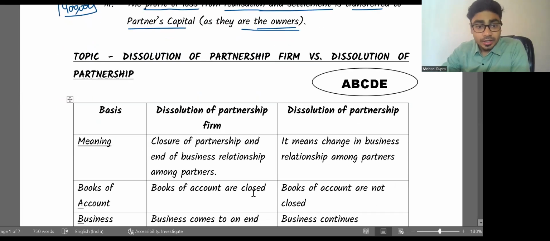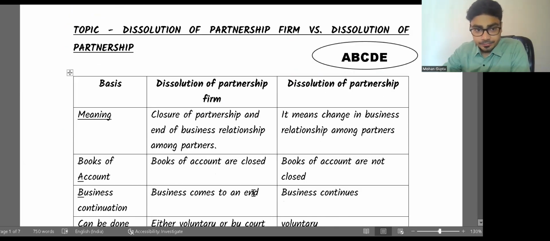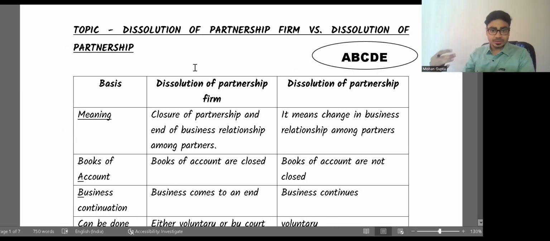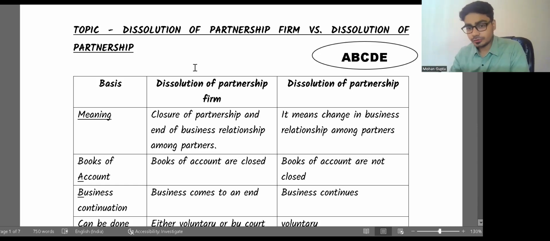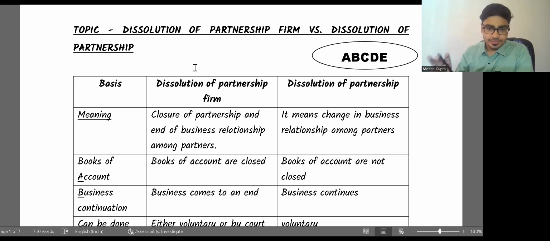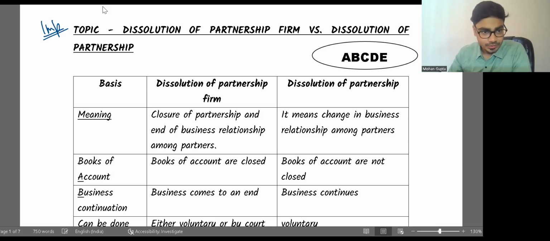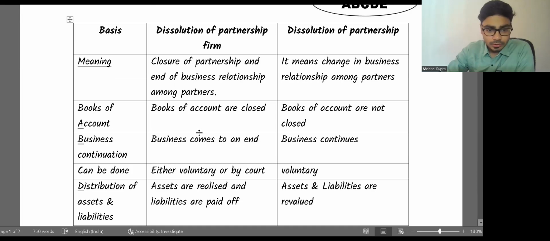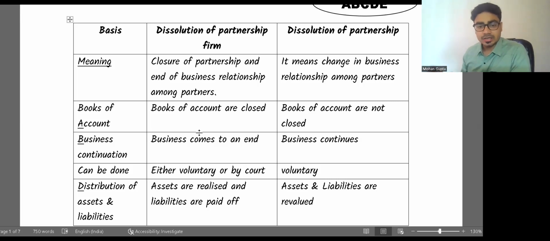Okay, now a differentiation is given: dissolution of partnership firm versus dissolution of partnership. It is a very easy thing, but this is important because this comes in exams. Easy but important. So understand it really well and try to learn the main part of this as well.